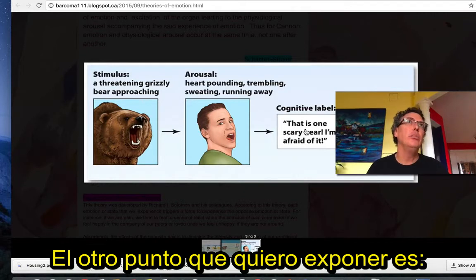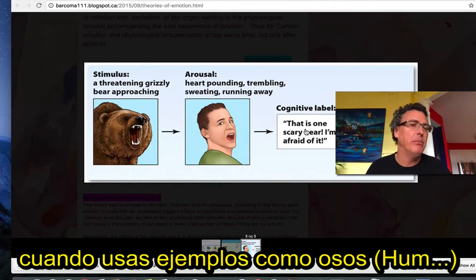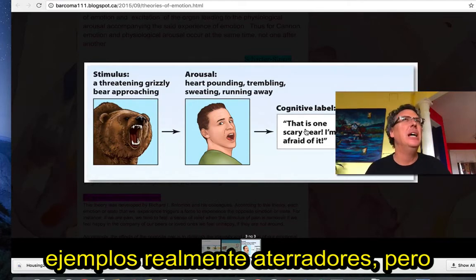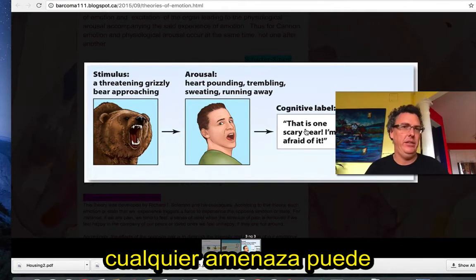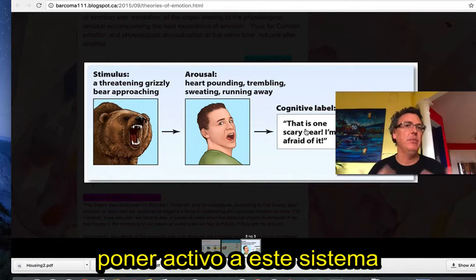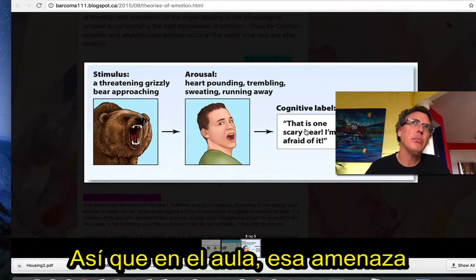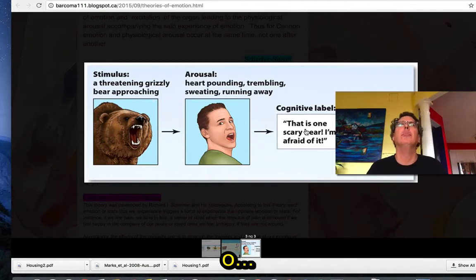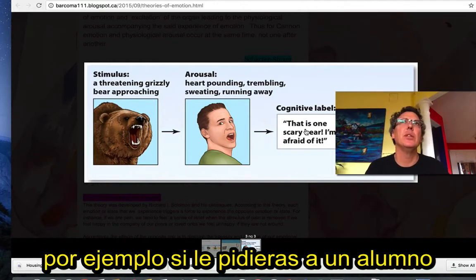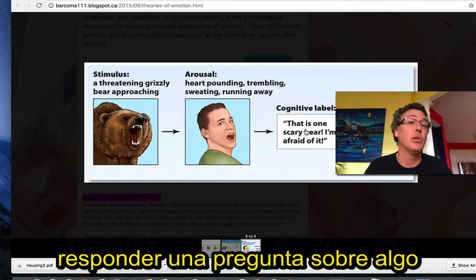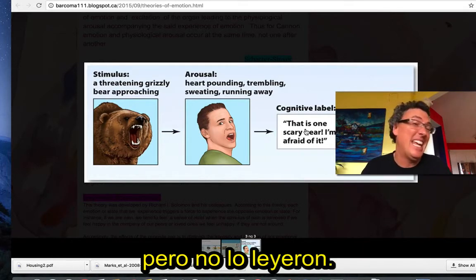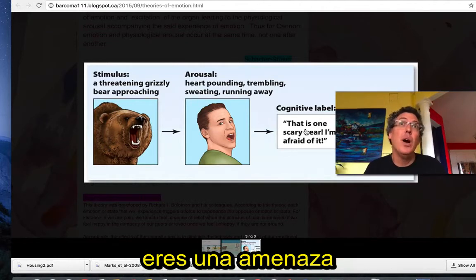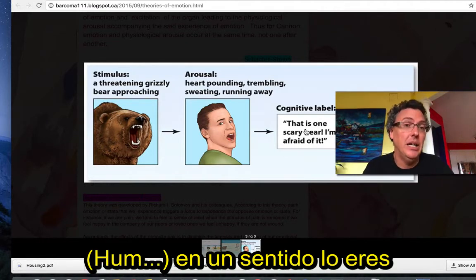And the other point I want to make is that we use examples like bears, really scary examples, but any threat can make this system active. In the classroom, that threat might be more like social embarrassment. For example, if you asked a student to answer a question about something they were supposed to have read, but they hadn't read it, now when you look at them, you are threatening them, in a sense.